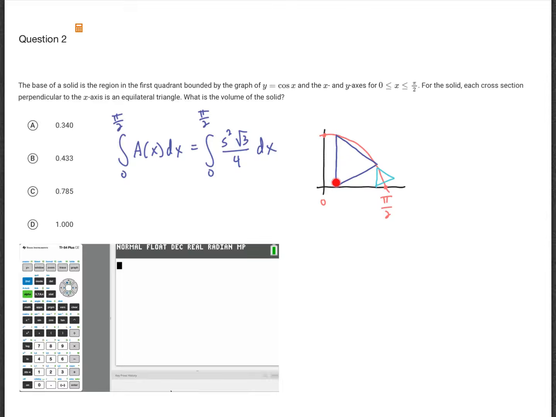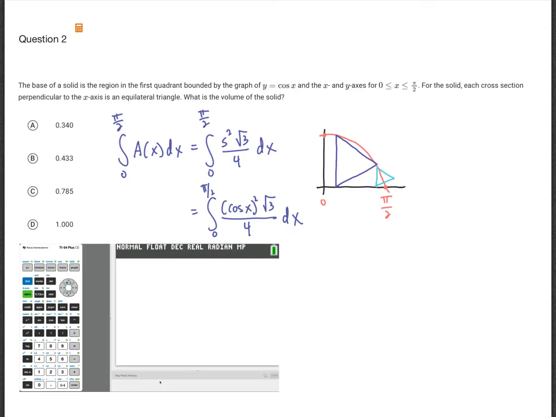We can see that's one of the side lengths, and they're all equal since it's equilateral. So this side length is really just the value of the function, and that's cosine, so all we're really going to integrate from 0 to pi over 2 is the function, which is cosine x squared. And that's it, and that'll give us our answer.